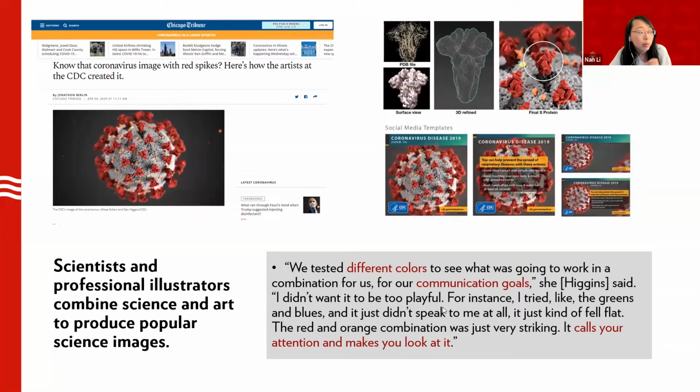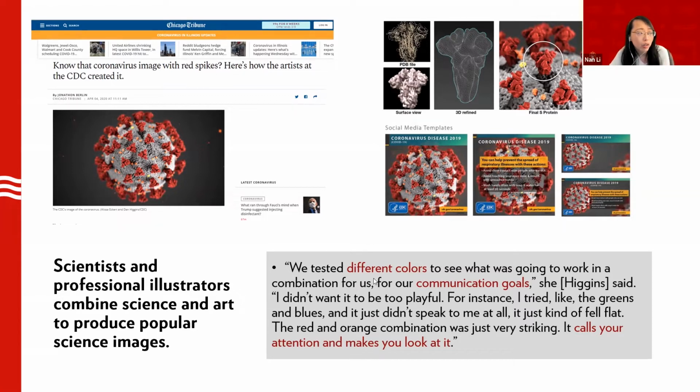And later on, there are many more design concerns that determine the final appearance of this image. In this article, they talk about how they tested different colors to see what was going to work in combination for their communication goals. And she mentioned, I didn't want it to be too playful. For instance, I tried the greens and blues, but it just didn't speak to me at all. It just kind of fell flat, and the red and orange combination was very striking. It calls your attention and makes you look at it. So beside the science, there are a lot of communication concerns here.